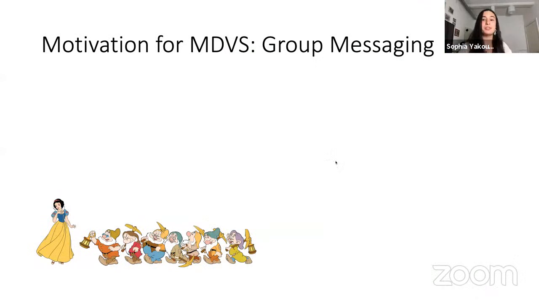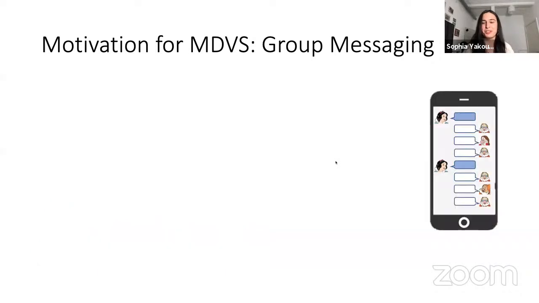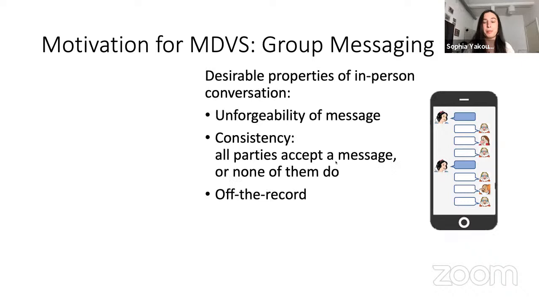And these are really useful in group messaging. So imagine that we have Snow White and the Seven Dwarfs, and they're really used to talking in person. But then along comes a pandemic, and they're forced to use a group messenger. But these guys really liked talking in person. And there are a lot of properties of in-person conversation that they'd like to preserve when they go online.